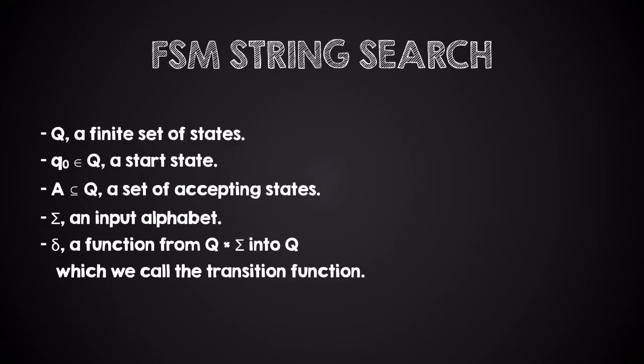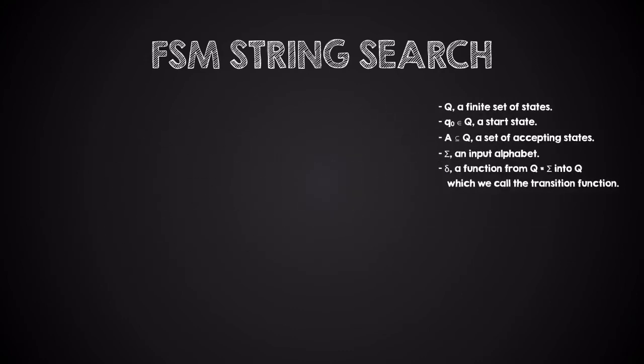A finite state machine is defined as shown. It has a set of states, Q, a start state, Q0, which lies within Q, and a set of acceptance states. The alphabet of regular expressions is given by the set sigma. Finally, delta is a function that takes in a state and an element from sigma and returns another state.